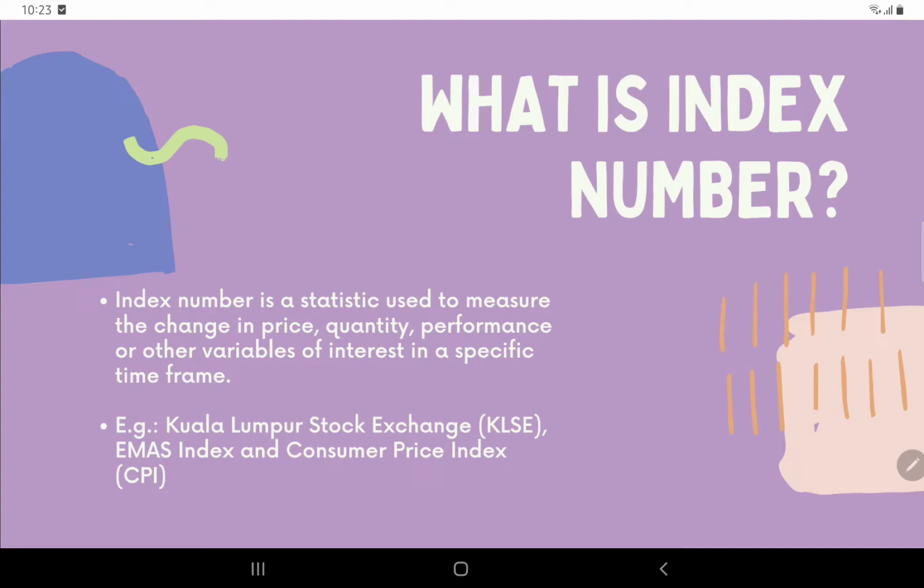Okay, the index number is a statistical tool that we use to measure changes in average price, quantity, value, air quality, and economic health of a country for a stated period of time. Index numbers are widely used around the world to describe the economic situation of a country. So this include stock market performance, inflation, import and export growth, industrial and agricultural productivity, and many others. So for example, in our country we have KLSE and CPI.